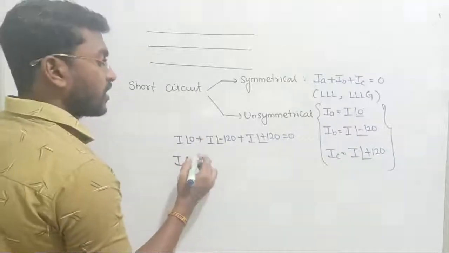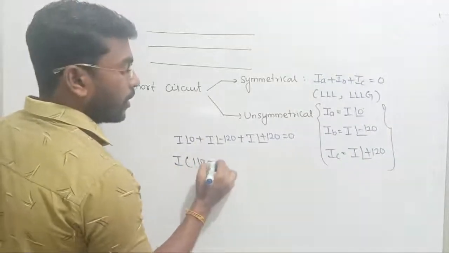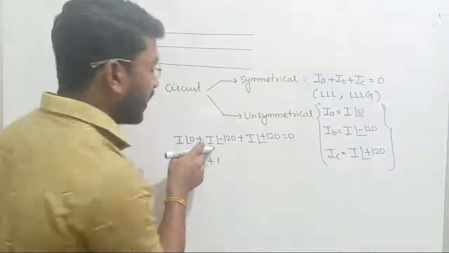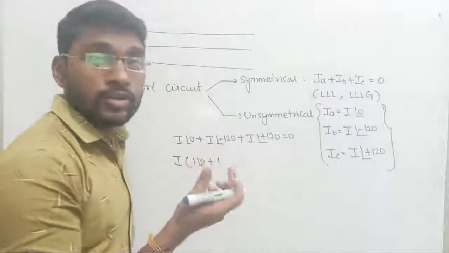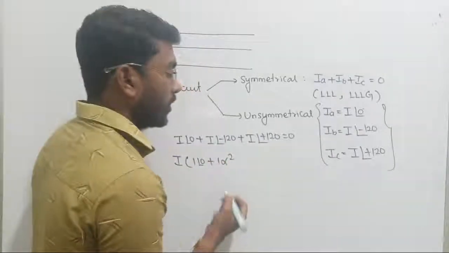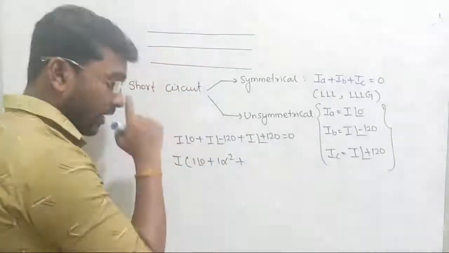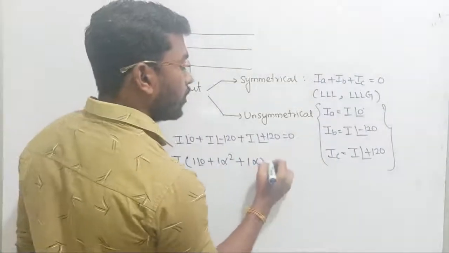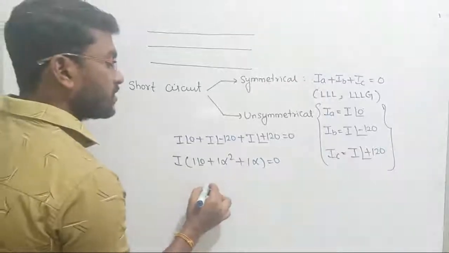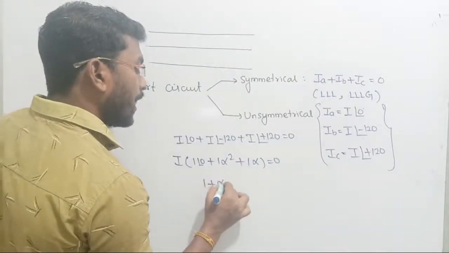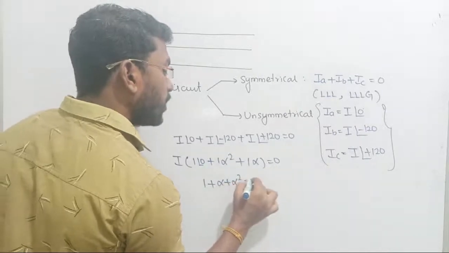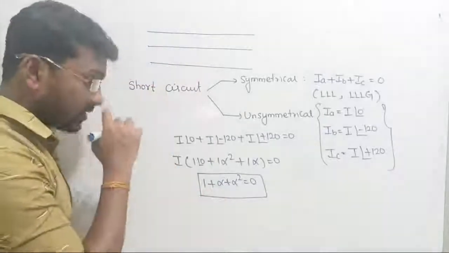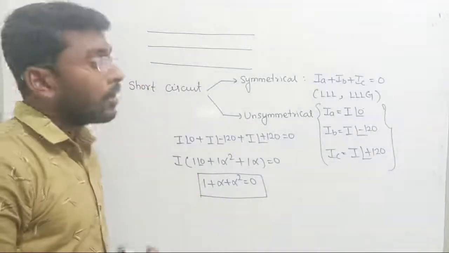If I take I outside, it can be written as 1 at an angle of 0 degree plus 1 at an angle of minus 120, which can be replaced by alpha square, plus 1 at an angle of plus 120, which can be replaced by alpha, and this will be equal to 0. So the conclusion is that the addition 1 plus alpha plus alpha square will always be equal to 0. Clear? That is called a balanced system.